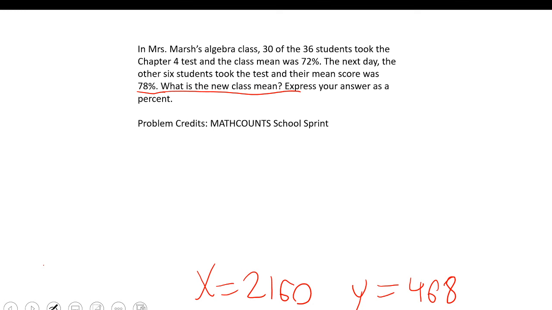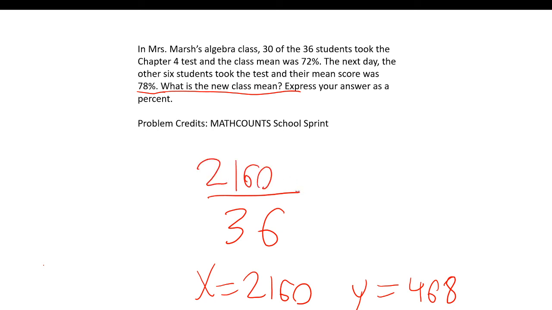Now, what's the problem asking us? The problem is asking us, what is the new mean score after these students took the test? The sum of their scores is 468. The sum of these students' scores is 2,160. We're asking for the class mean. Now, there are 36 students in the class, so we're going to be dividing the sum by 36, and notice that x plus y represents the entire class, the sum of their scores. This covers 30 students, and this covers 6 students. So all we need to do is 2,160 plus 468, and once we compute this, we'll find the new mean score.